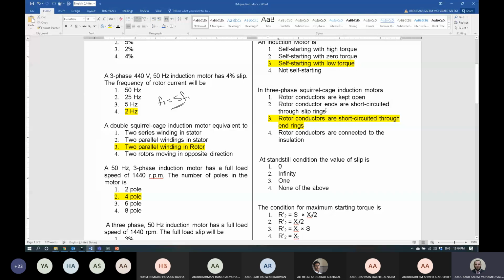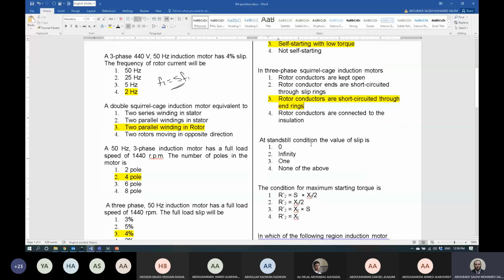There are no slip rings in a squirrel cage motor, and if we left the conductors open, the motor will not start and will not work, because there is no winding in this case. It's just bars without any connections. And the last one, rotor conductors connected to the insulation: how can you connect conductors to insulation? You would mix the insulations and conductors, and the current cannot move in the insulations. So it's not logical at all.